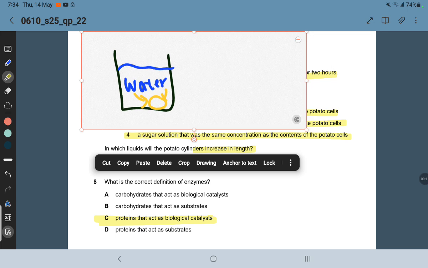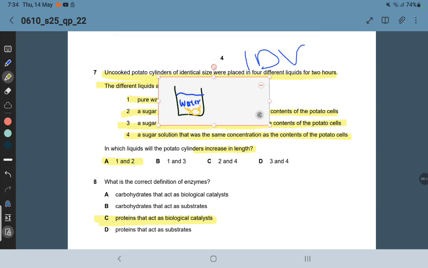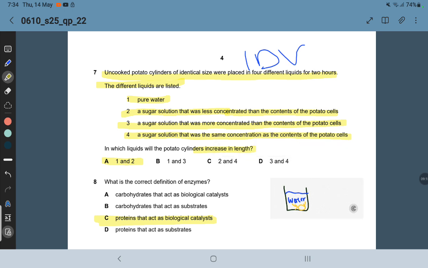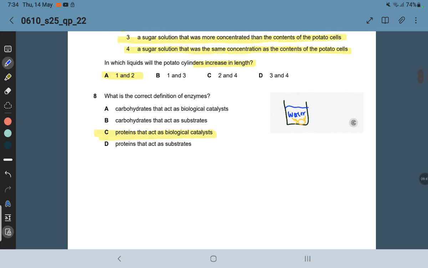This indicates that osmosis moves from a higher water potential to a lower water potential. So it will increase in length, obviously it will increase in mass, it will increase in everything you can imagine, the height, everything. Number 2 is a sugar solution that was less concentrated. Of course, less concentrated means it also has a higher water molecule concentration, so the water molecules will be higher than the sugar molecules.